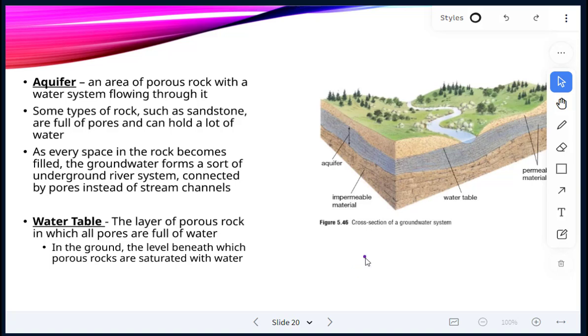We can also see these two layers are permeable. This layer here is impermeable. We can also see the water table right there. This is the layer of porous rock in which all the pores are full of water. So in the ground, it's the level beneath which the porous rocks are saturated with water.